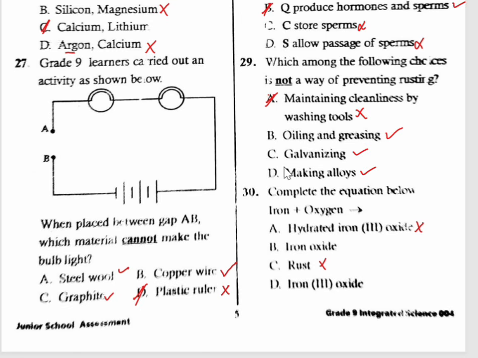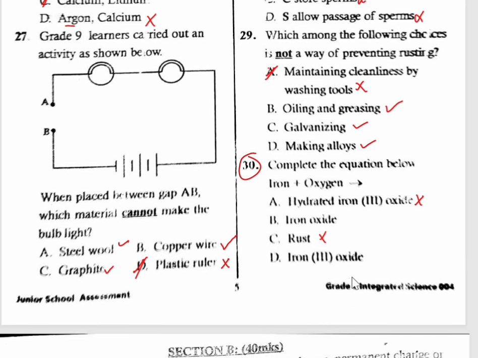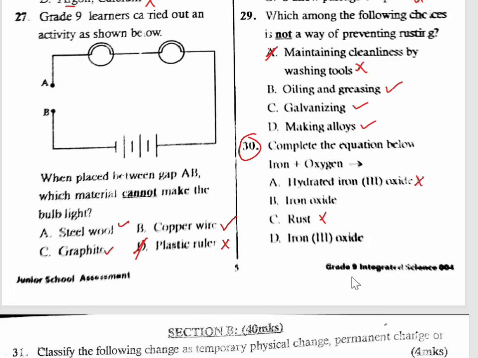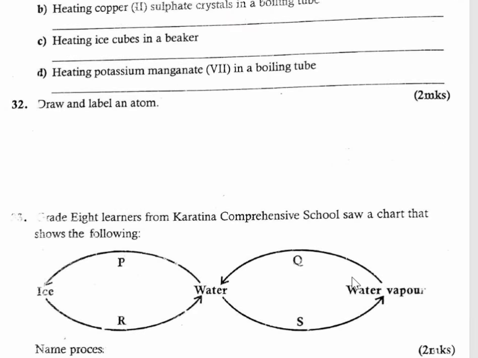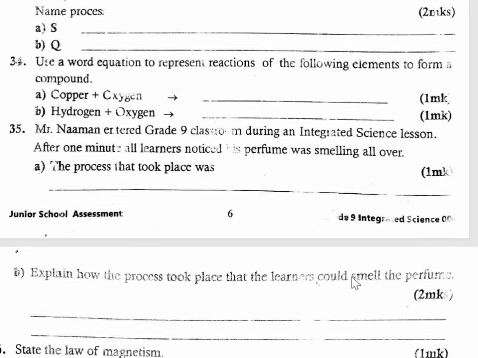So I'm going to leave number 30 also. Let us know in the comment section which one is the correct one. Is it iron oxide or iron 3 oxide? Otherwise, that was it for part A. I'm going also to do another video for part B. It's a very good paper to go through.